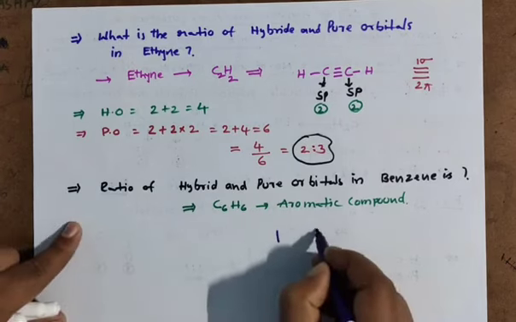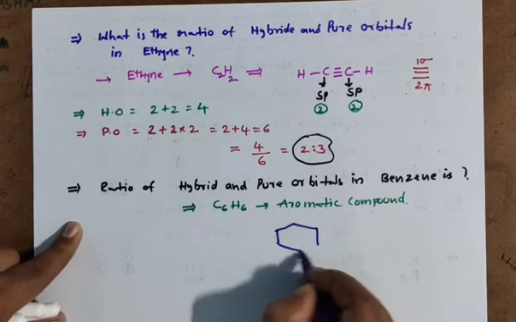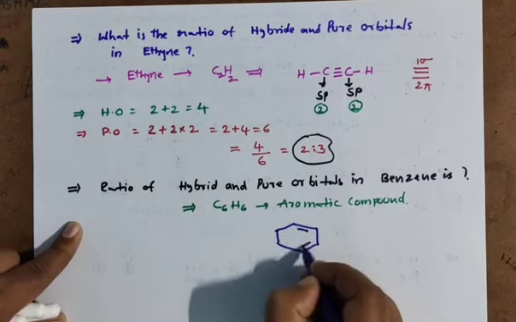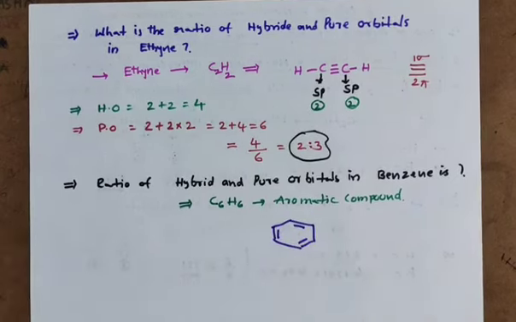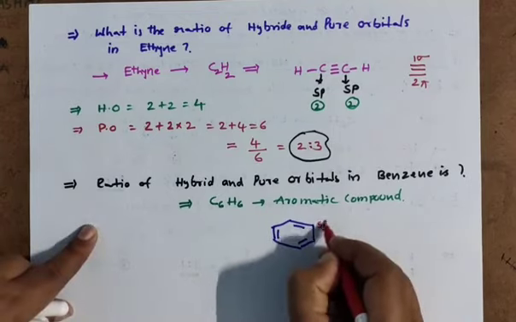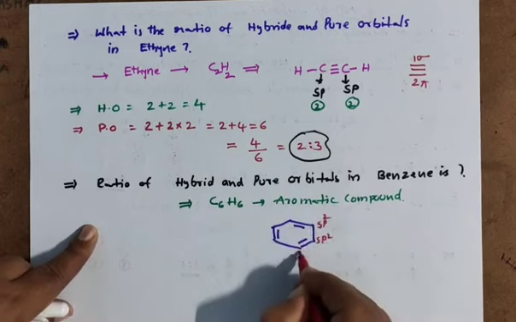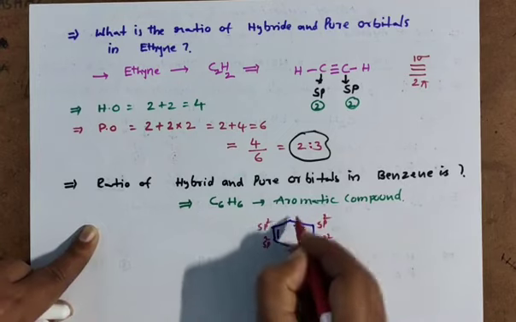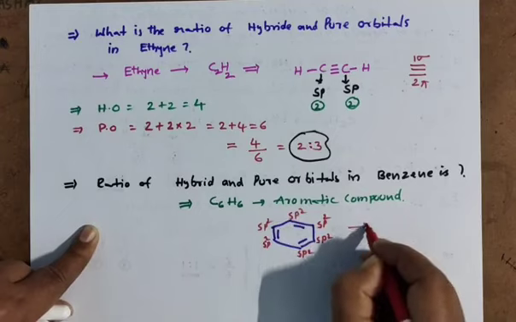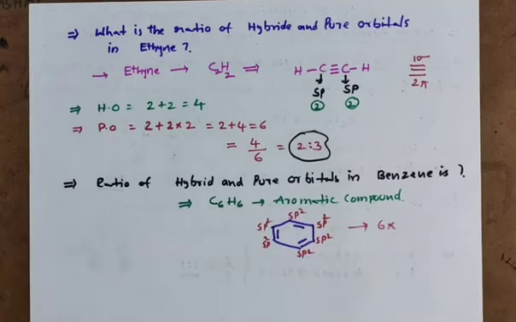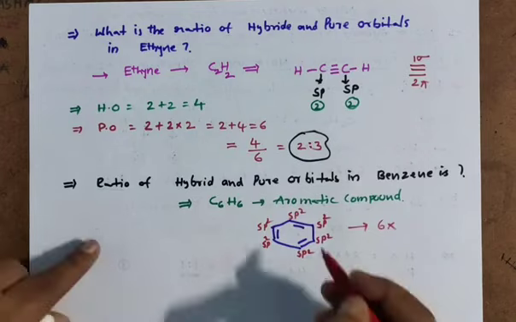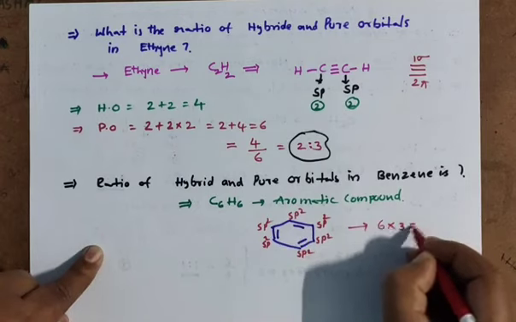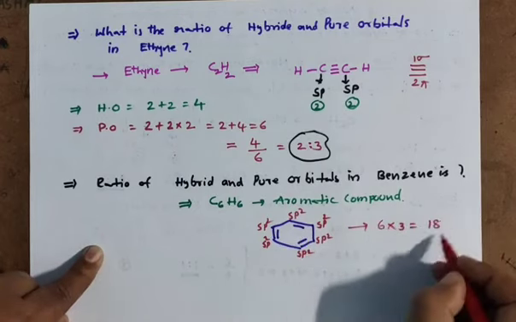The structure of benzene you know very well. This is the structure with 6 carbons and alternating double bonds, a conjugated system. Each carbon has a double bond, that's why it is sp2. All carbon atoms undergo sp2 hybridization. 6 carbons into sp2 hybridization means 3 hybrid orbitals each, that equals 18. So hybrid orbitals are 18.